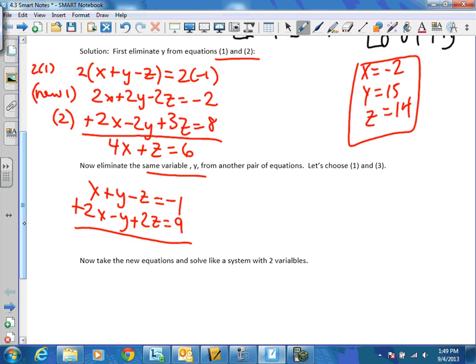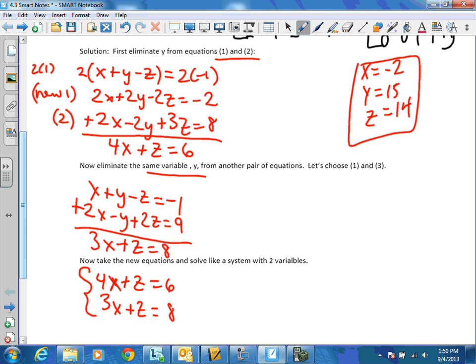3x plus z equals 8, right? Now you have a system of equations that is 2 by 2. So now you have a 2 by 2 system. Go solve it. That should be review.